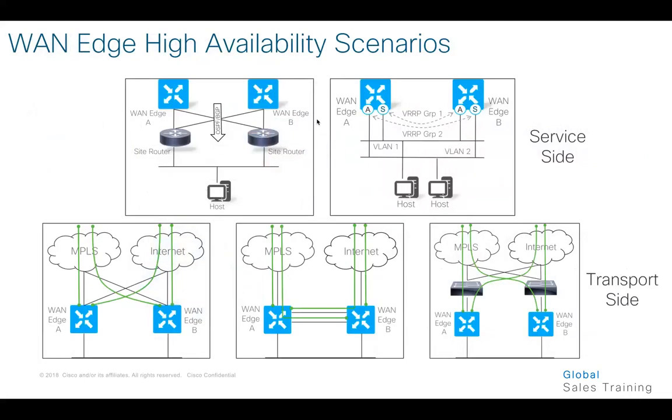These are the high availability scenarios we have available. On the service side you can have multiple things. You can run VRRP as layer 2 if you have a layer 2 switch connecting to the LAN. If you have layer 3 options, you can run OSPF, advanced OSPF redistribution, and the BGP protocol.